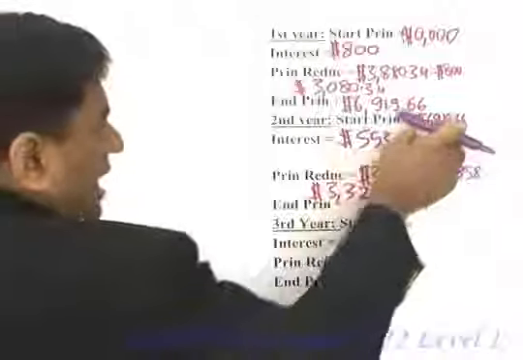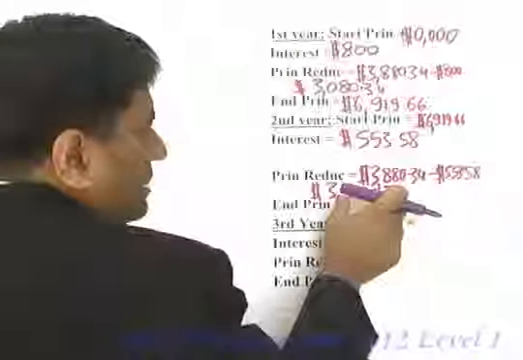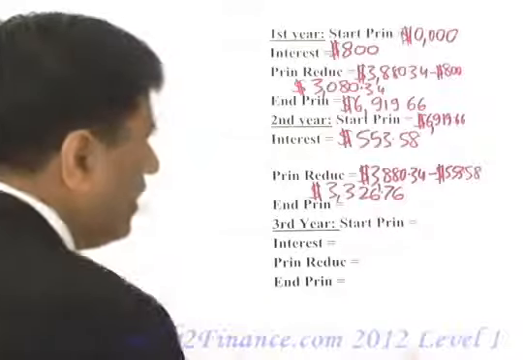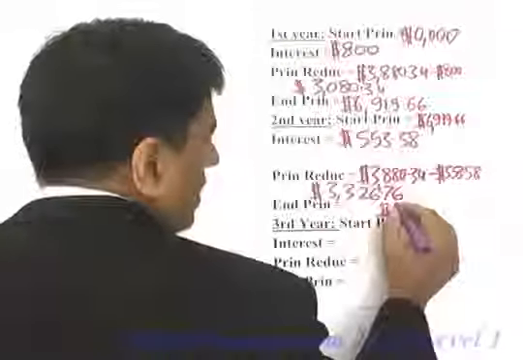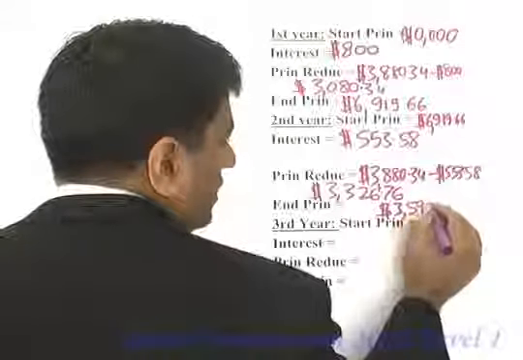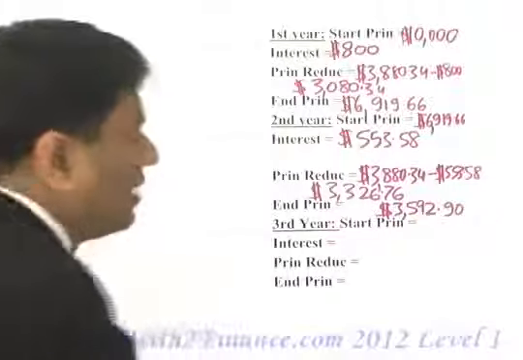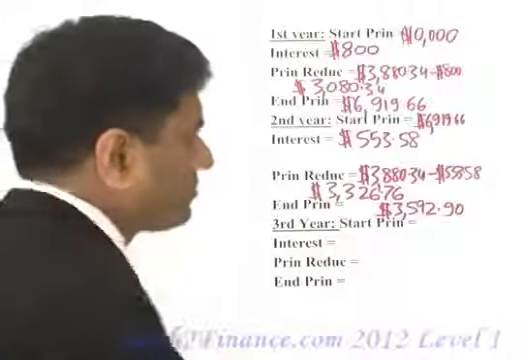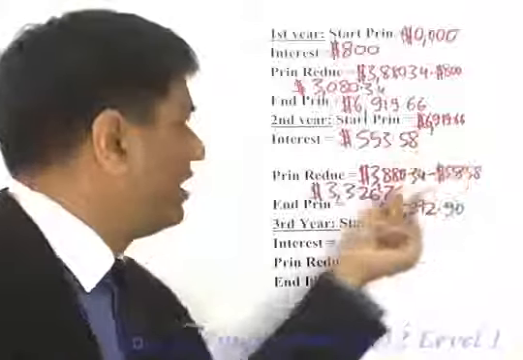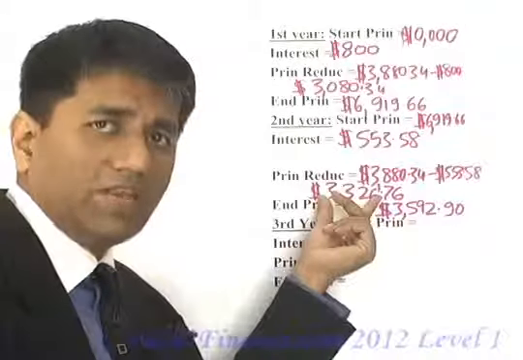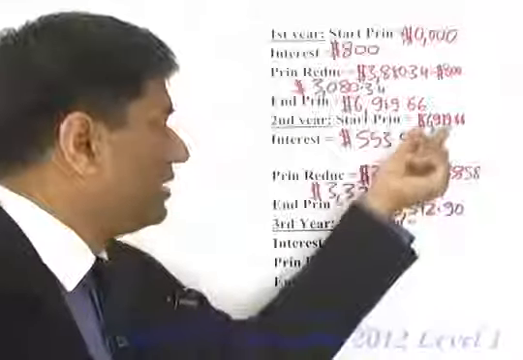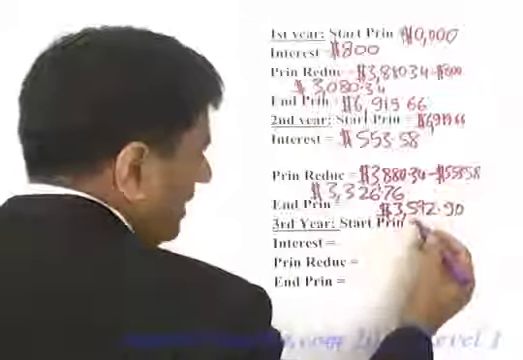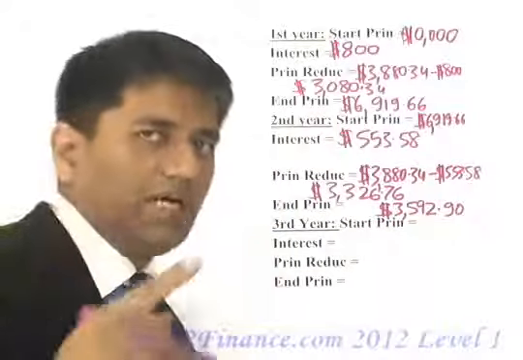So now from the starting principal you take out the principal reduction, and that will give you the ending principal at the end of the second period, which is going to be $3,592.90. So this you're getting by subtracting this from this. This was the starting principal for the second period. This is the amount of principal reduction. So the ending principal will be the starting principal minus principal reduction. Now the ending principal for the second period will be the starting principal for the third period.